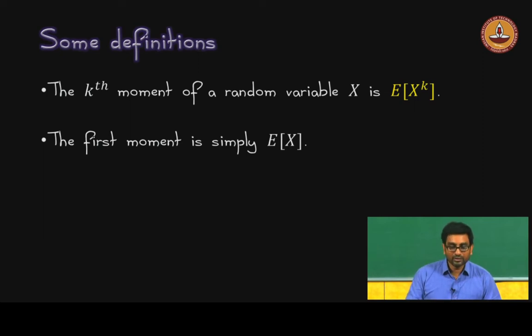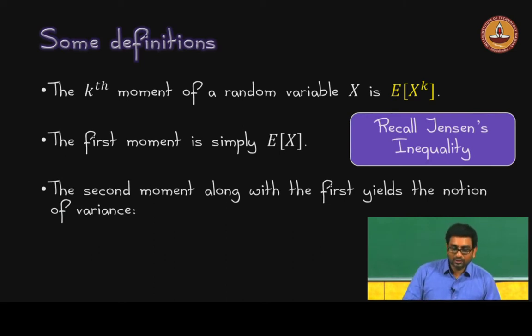The kth moment is simply this: it is E, the expectation of x to the k. Okay. And the first moment is something that you have already seen extensively, that is nothing but the expectation. E of x to the 1 is just E of x, that is expectation.